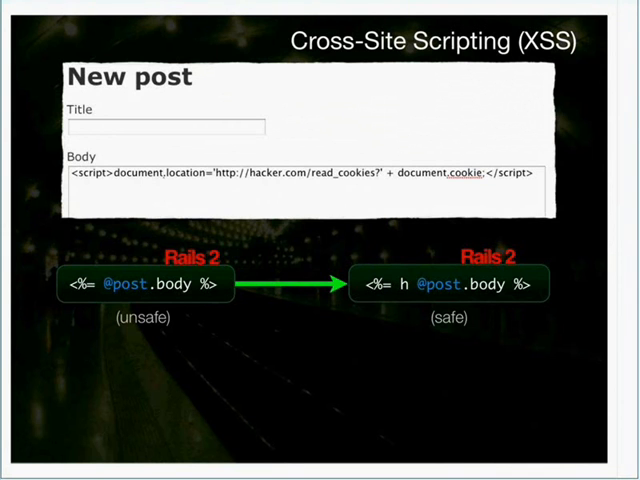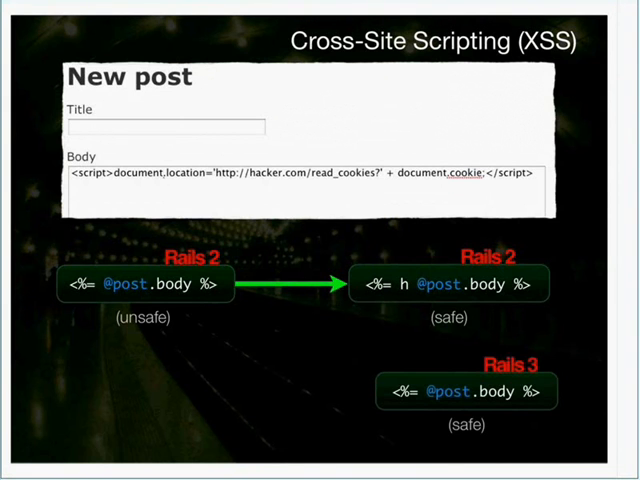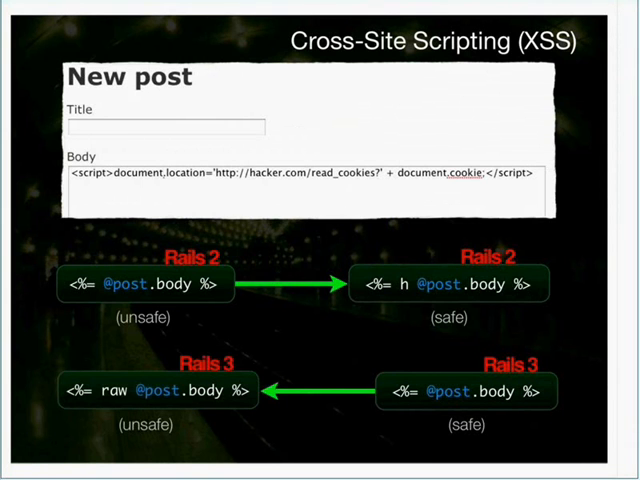and that caused trouble. So with Rails 3, by default now, all of your variables that you're printing out in ERB are going to be escaped by default. And if you really do want HTML inside what's coming out of your database from your users, you can simply use the raw method.